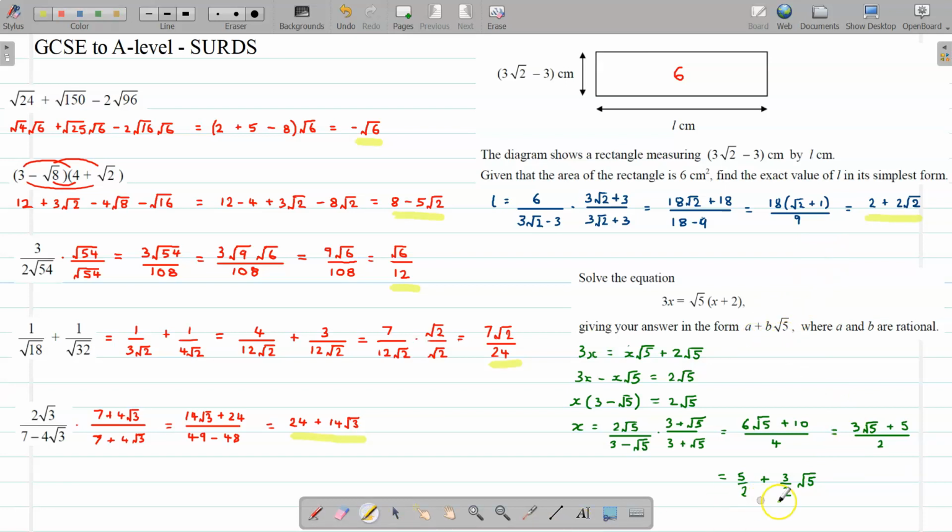That completes that question and that introductory video on surds. Some quite tricky surd questions in there, so that covers everything you need really for your first year of A-level.